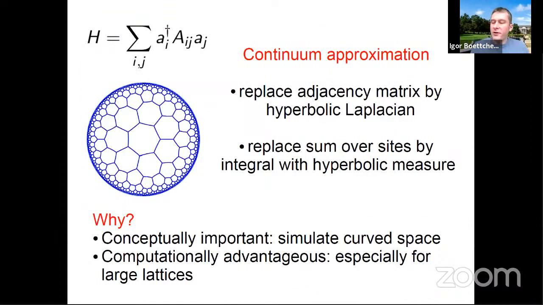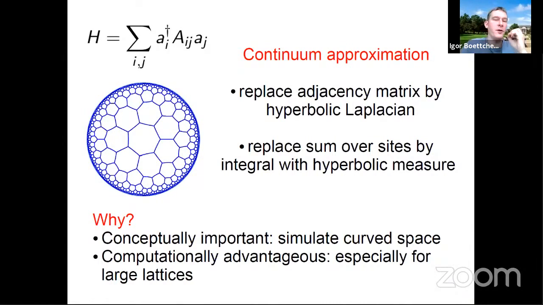And what we now wanted to do is we want to derive a continuum approximation. So we want to replace this adjacency matrix by the hyperbolic Laplacian, which I will tell you in a second. And we want to replace sums over sites by integrals with the hyperbolic measure. So we want to get rid of this whole lattice. Why do we want to do that? To begin with, it's conceptually important, because we want to know if we can simulate, say, a curved space quantum field theory by just putting photons on this lattice. I told you photons think they live in hyperbolic space, but is it really the real deal?